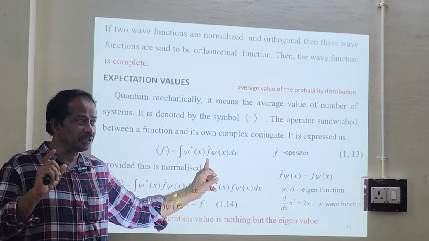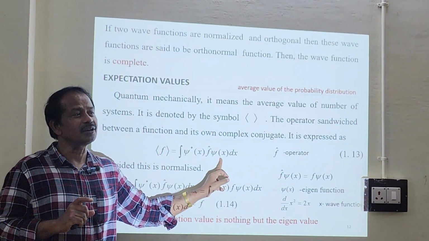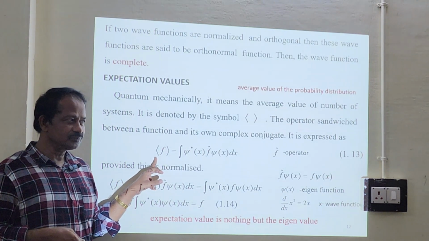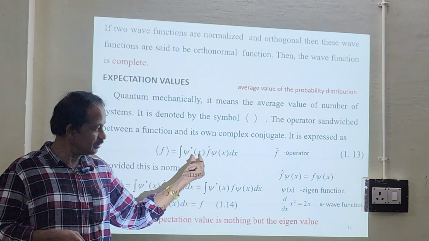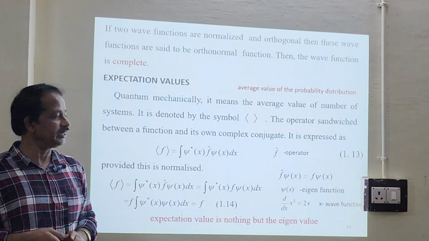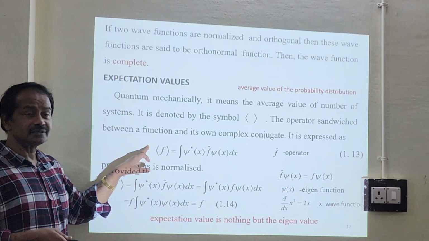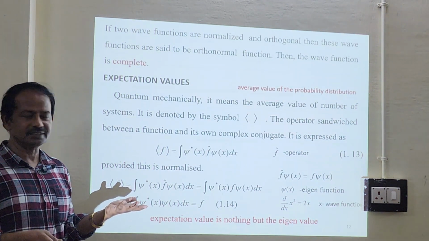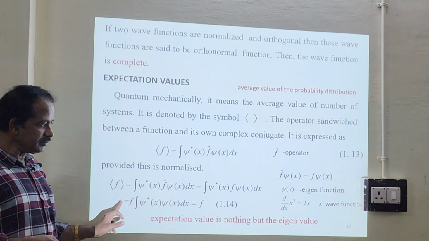Which is sandwiched between the complex wave function and the normal wave function. I repeat. This expectation value is nothing but the operator sandwiched between the complex wave function and the normal wave function. This is the way we write the expectation value. So F is an operator, provided this is normalized. Suppose it is not normalized, we will multiply by a suitable normalization constant. That's all. Now we write the same thing.